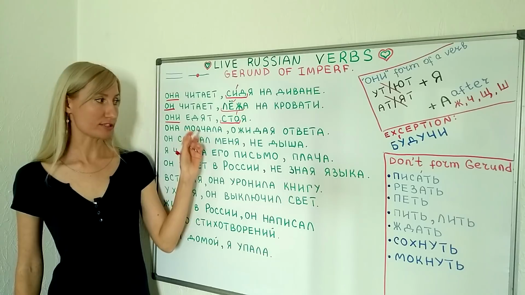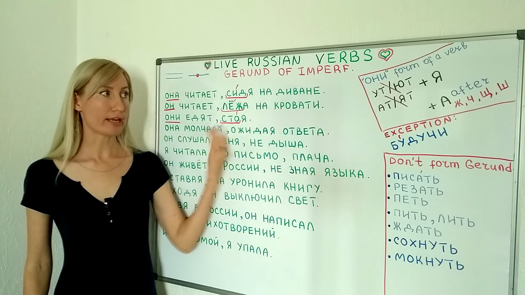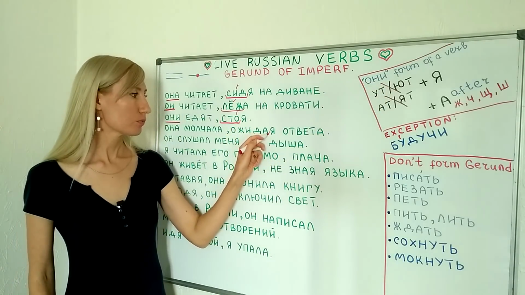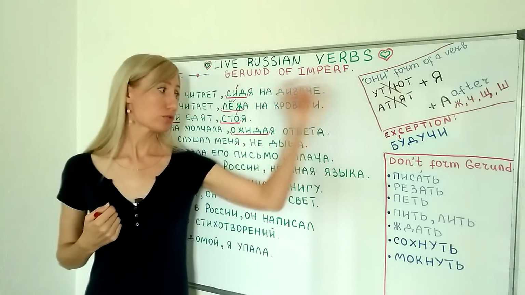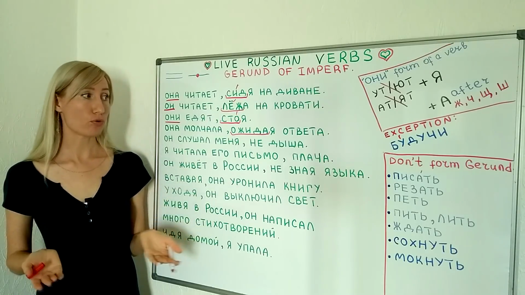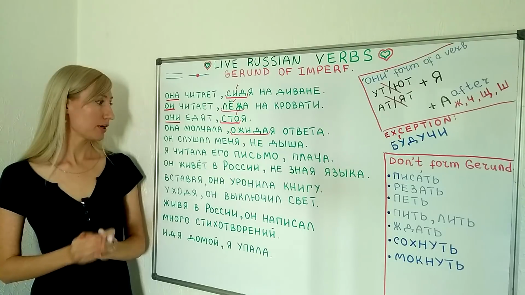So, she was silent while doing what? Ожидать, to wait. Они ожидают. We remove ют, we are left with ожида. We add я according to the rule, ожидая ответа, while waiting for an answer or while waiting for a response.